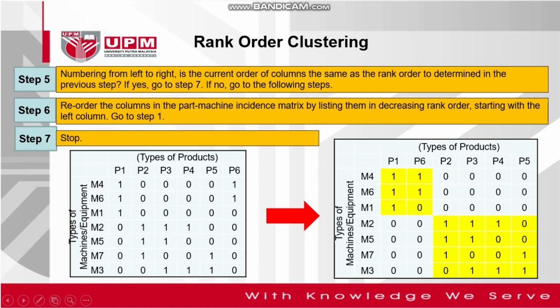So here we already have a clear final block diagonal structure. There are two group structures here, highlighted in yellow.